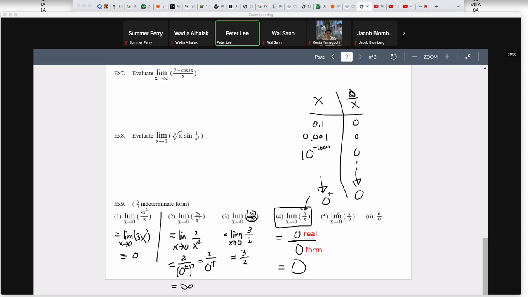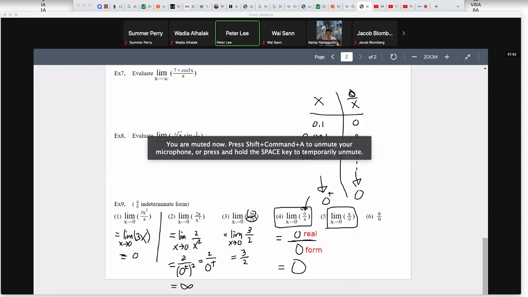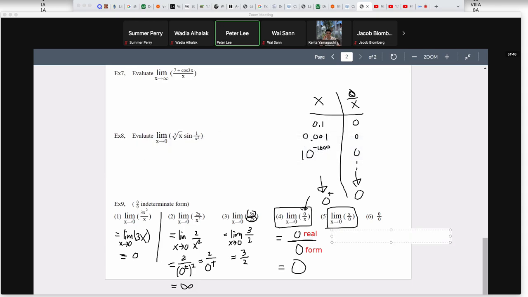Now let's look at number 5. What is the limit of x over 0, as x approaches 0? Can someone tell me what this guy is now? Based on what you said earlier, would that be undefined? Yeah, this is not fake. This one is now undefined.